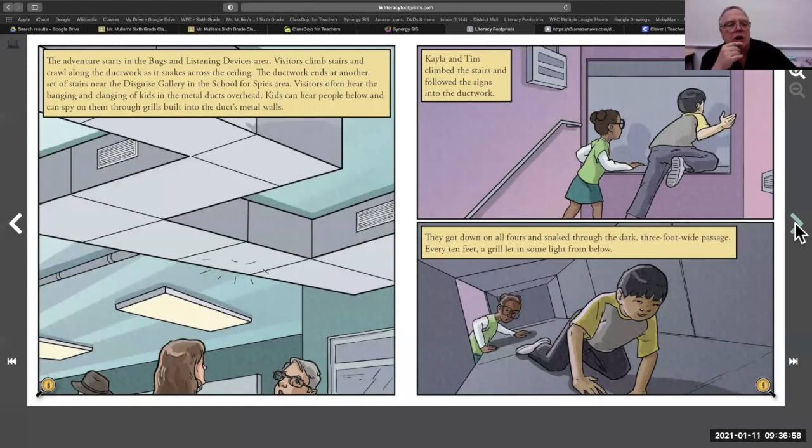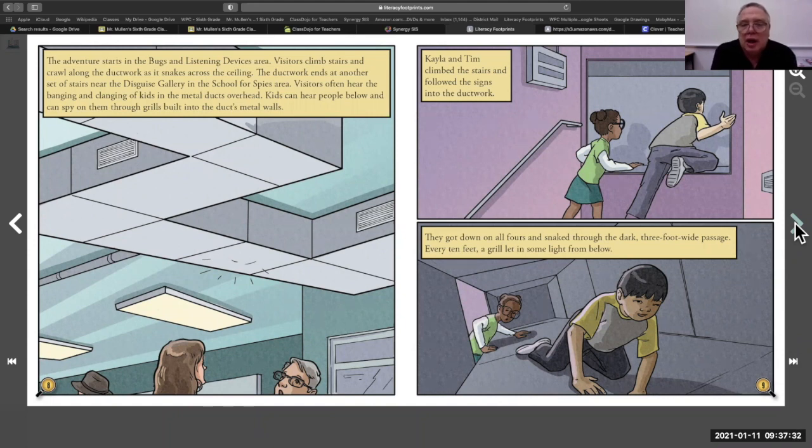The adventure starts in the bugs and listening devices area. Visitors climb stairs and crawl along the ductwork as it snakes across the ceiling. The ductwork ends at another set of stairs near the disguise gallery in the School for Spies area. Visitors often hear the banging and clanging of kids in the metal ductworks overhead. Kids can hear people below and can spy on them through the grills built into the duct's metal walls.